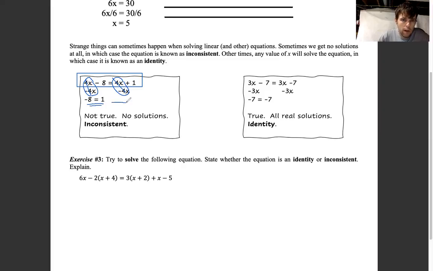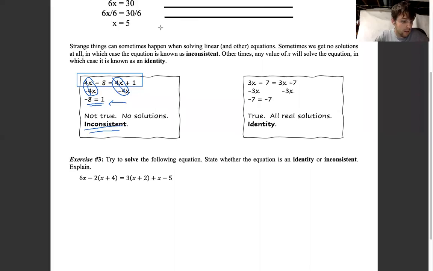But what we're left with is not a true statement. Negative 8 is not equal to 1. And therefore, since this is not a true statement, that means that this equation had no solutions. So we call it inconsistent. When an equation has no solutions, we call it inconsistent.